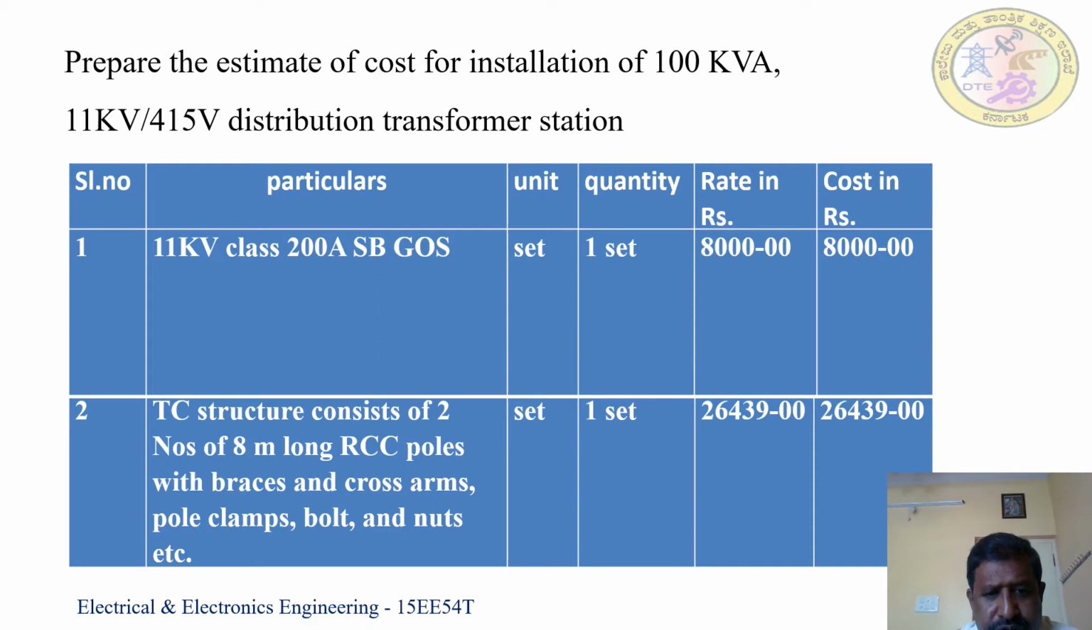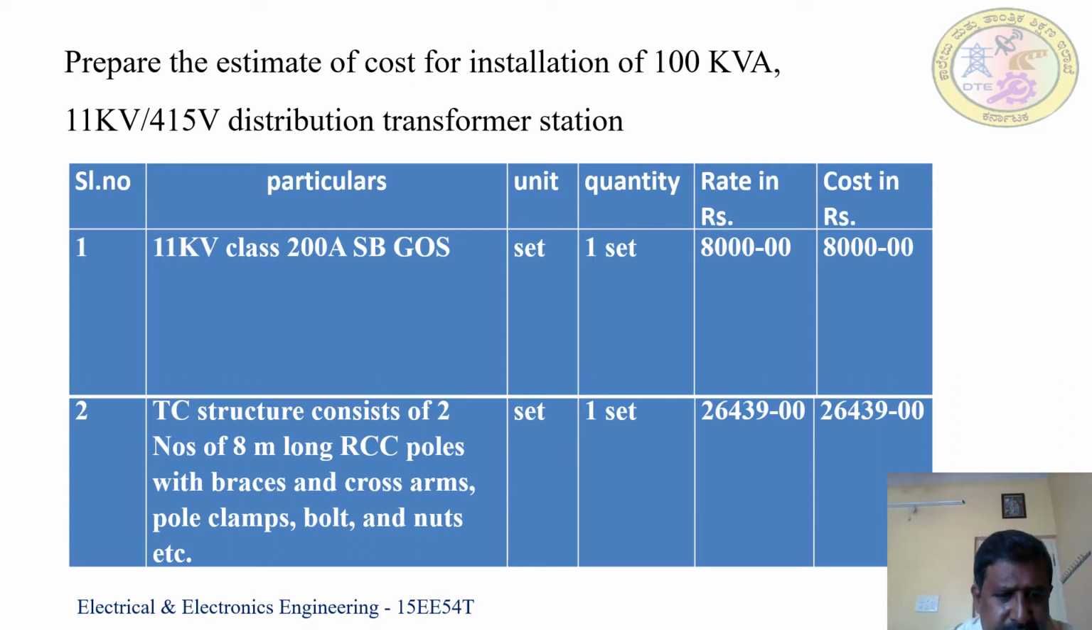So GOS is a gang operating switch. It comprises of three switches, one for each phase, totally three numbers of switches operated collectively. Hence the name is gang operating switch. In short form, we are going to call GOS. As it has many elements, the unit will be in set. So the quantity required is one set. The rate is 8,000 and also the cost is 8,000 because quantity required is one set.